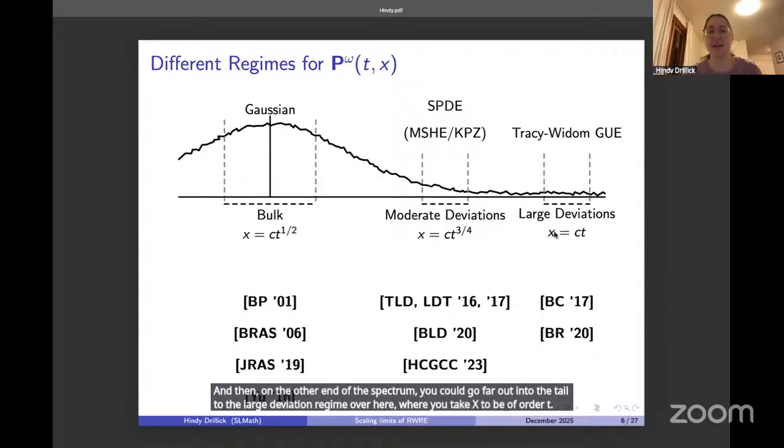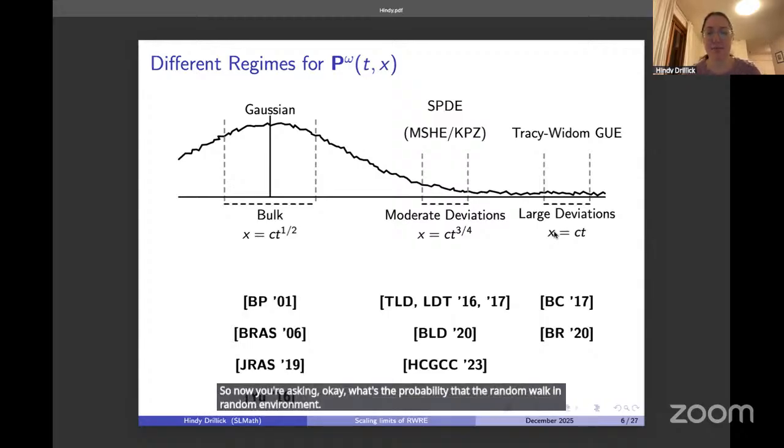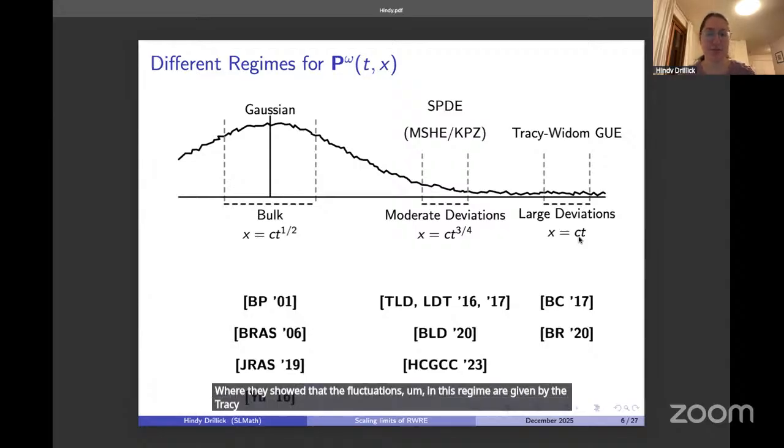So now you're asking, okay, what's the probability that the random walk in random environment is of order t at time t? And this was first studied by Parekh and Corwin, just in the context of the beta random walk in random environment, where they showed that the fluctuations in this regime are given by the Tracy-Widom GUE distribution.